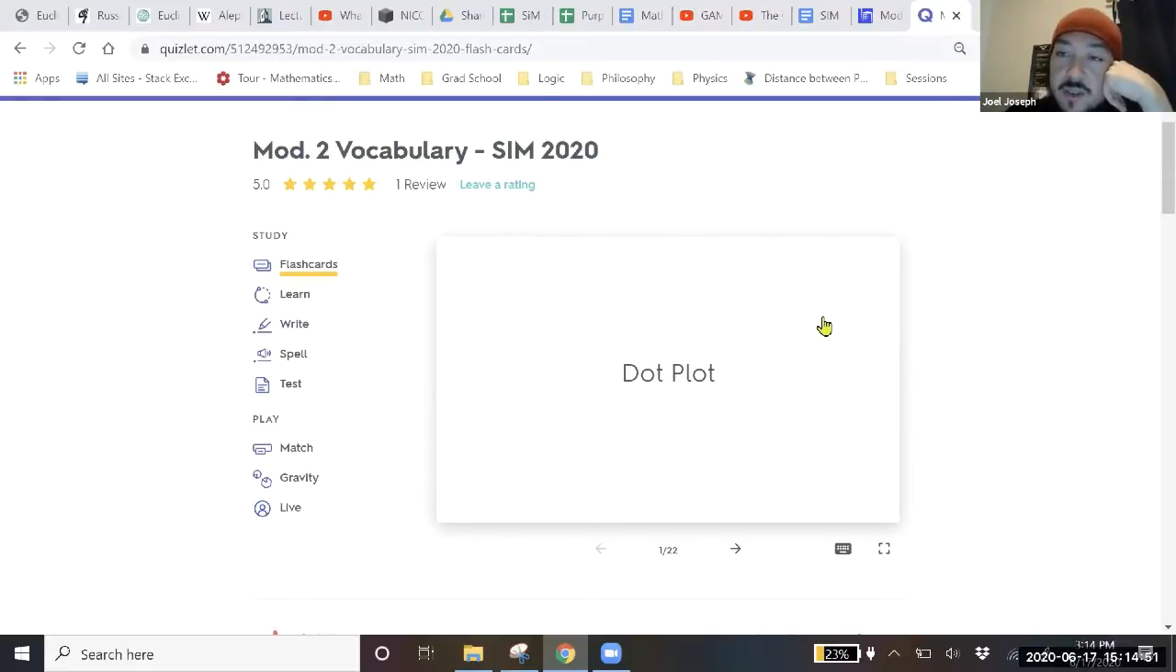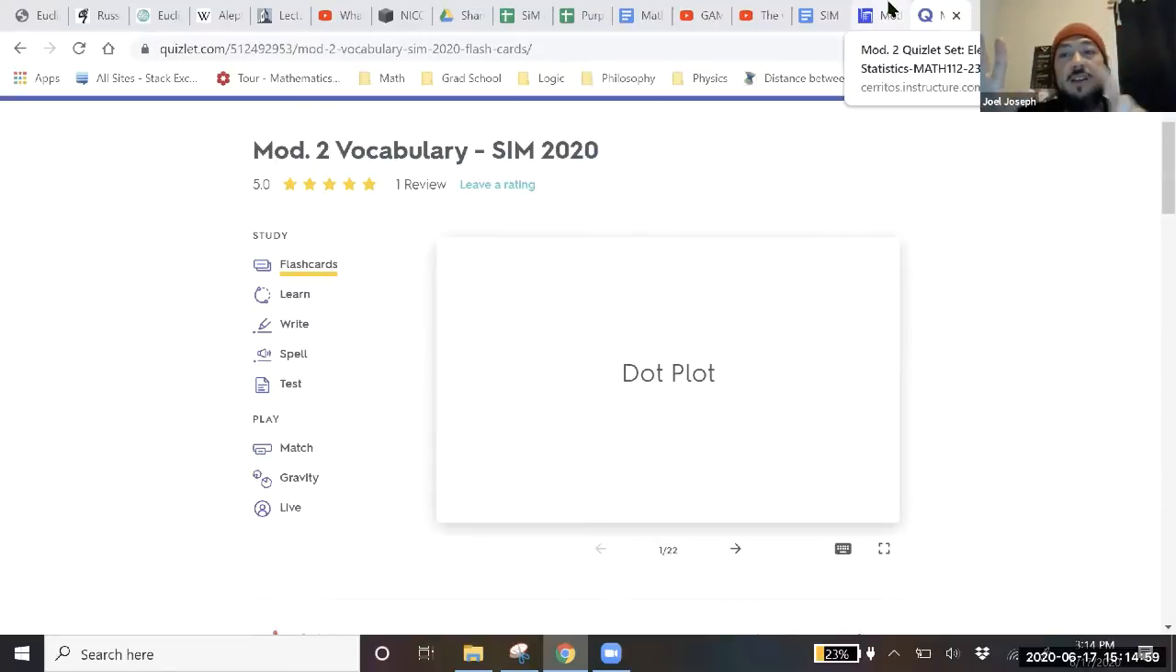Did you ever have to create an account? Yeah. Okay. So once you log in, keep it logged in. Click on the link, and maybe it'll ask you to join. Okay.